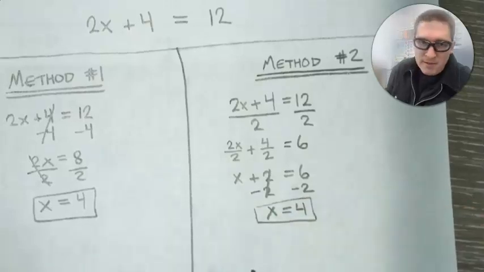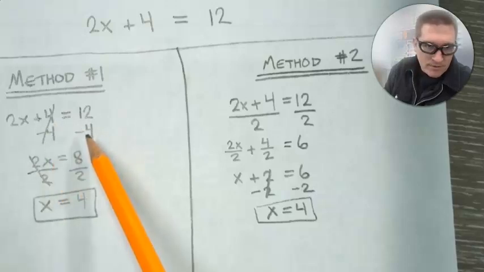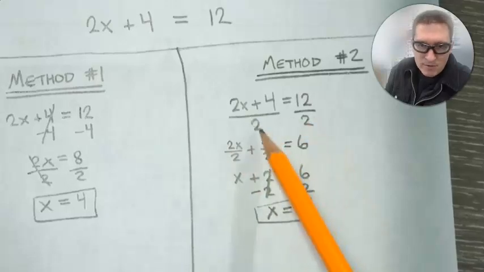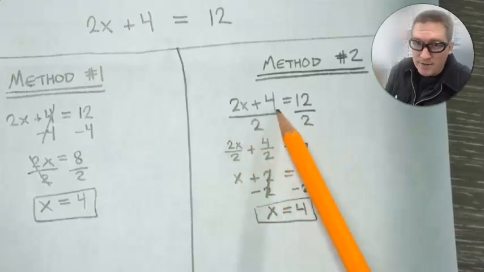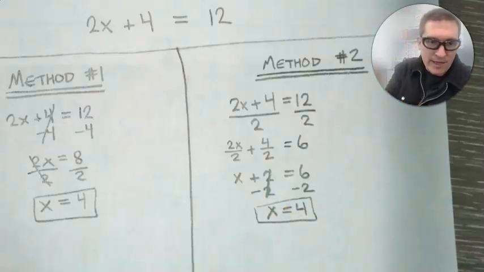They both give me the same answer. In this example, I subtracted first on both sides and then divided. In this example, I divided on both sides, but I had to divide the whole side, and then I subtracted. As you can see, the order in which you do it has no effect on the answer.